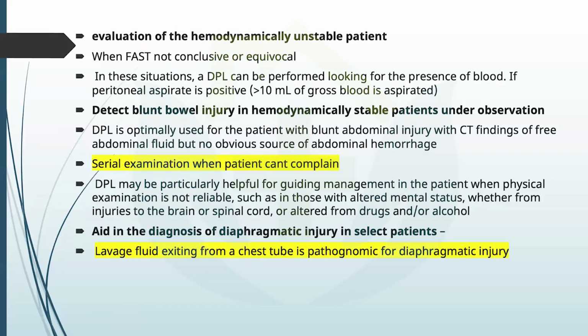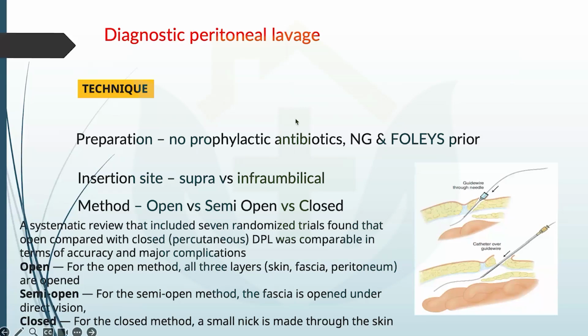So how to do that? You have to prepare the abdomen, sterile technique. You have to put a nasogastric tube and Foley's. It is mandatory. You have to decompress the stomach and the bladder. Mandatory. Otherwise, you cannot do. Then, 2 centimeters below the umbilicus, you have to identify your needle site. Then you can do three things. One is open, semi-open, and closed. What is closed? Closed is just like putting a central line. You put a needle, you thread a guide wire, and then you thread a catheter.